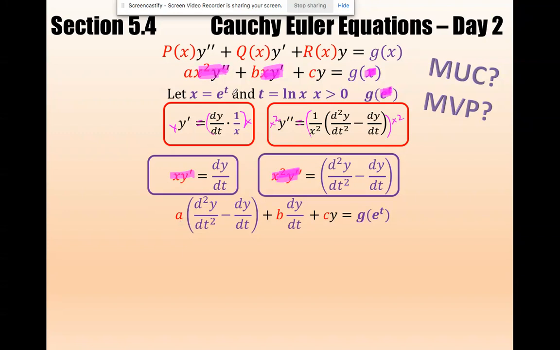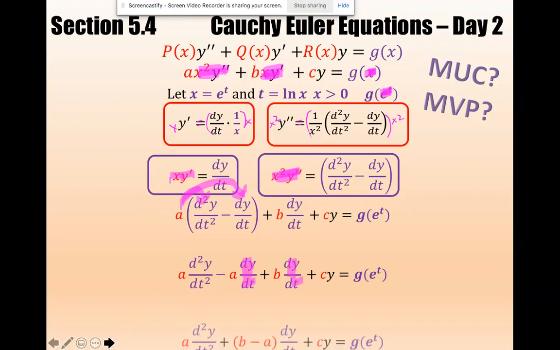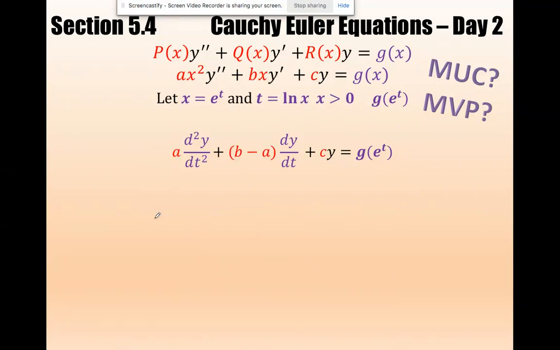A times x squared y double prime, which had x's and derivatives in terms of x, and I replaced it with derivatives just in terms of t. B times xy prime, that's what that is. Cy is equal to g composed with e to the t on the right side. Distribute. Should start to look familiar. A factor. Oh, snap! That looks really familiar to what we've just been doing. I just copied it over.